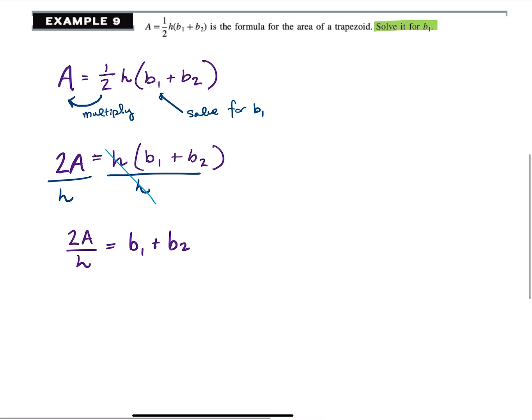So now, keep in mind, we're solving for B1. So we just need to subtract this B2 over to the other side. So let's write it like this. We'll have B1 left over. This will be equal to our 2A over H minus B2, because we subtracted it. And now it's solved for B1.